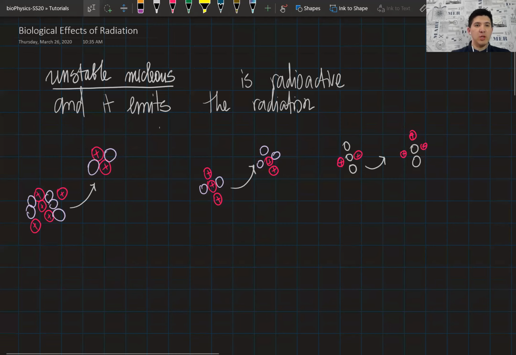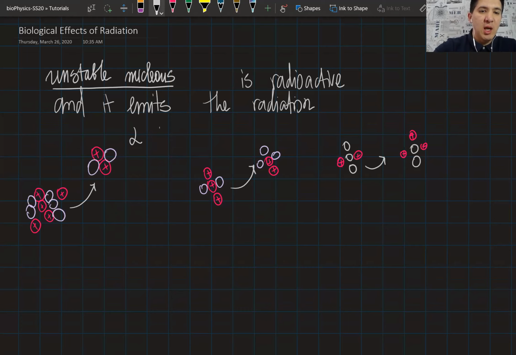In this video, we're going to talk about the biological effects of radiation. Previously, we said that an unstable nucleus is radioactive and emits radiation, and it might do this emission differently. For example, if the nucleus is too big, it can emit an alpha particle. The alpha particle contains two protons and two neutrons.